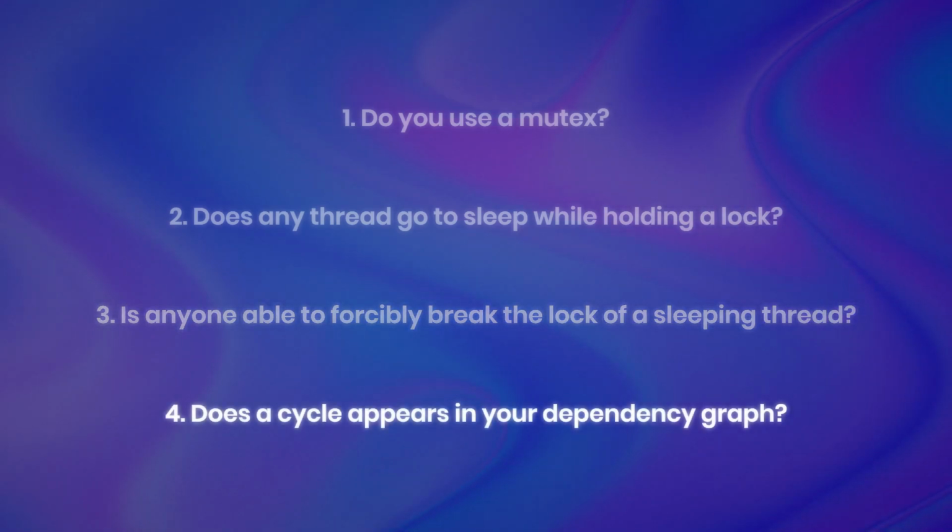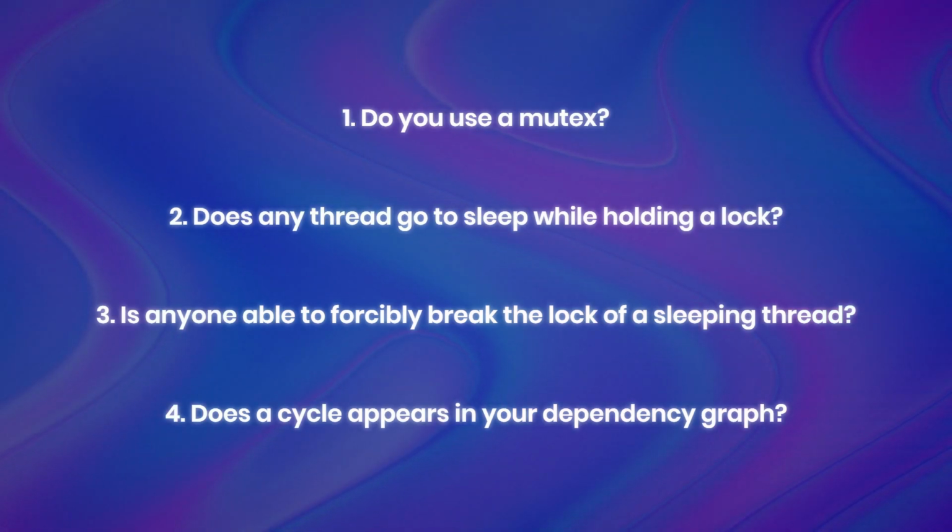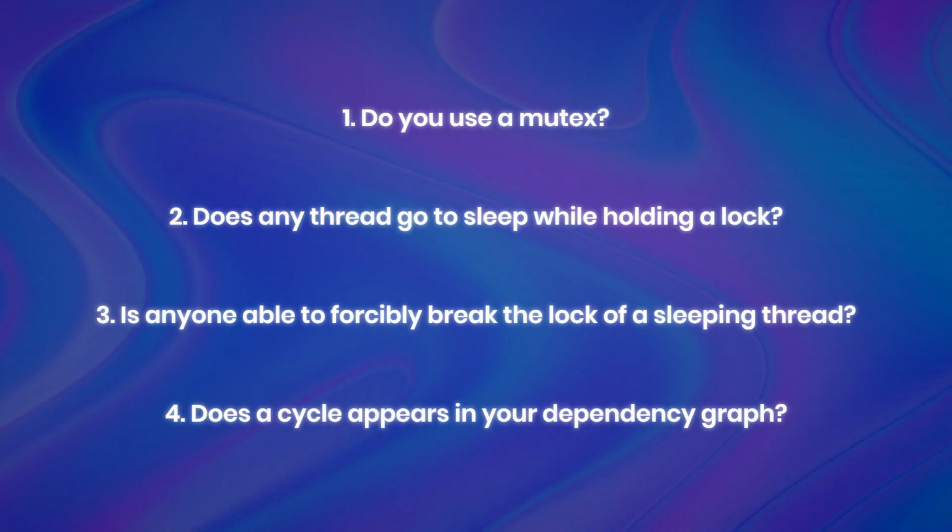And lastly, does a cycle appear in your dependency graph? Avoiding deadlocks boils down to responding no to as many of these questions as possible, since 1 and 3 are somewhat of a forced yes depending on your implementation. Solutions focus on solving 2 and 4. As a rule of thumb, of course, reducing the number of locks will make deadlocks less common. Try to find places where using 2 mutexes isn't necessary.